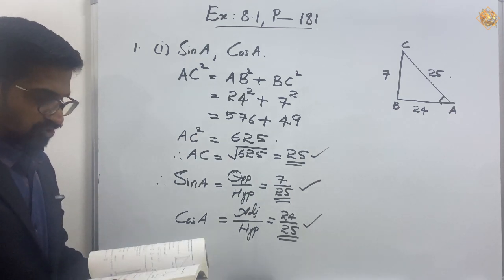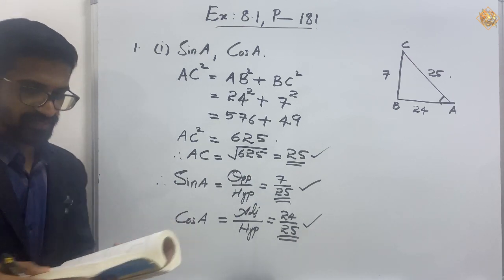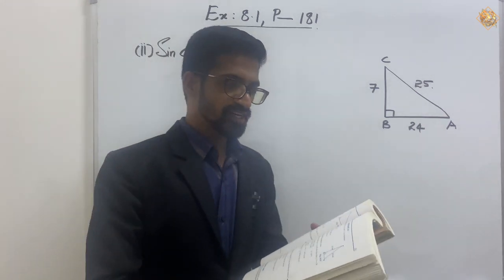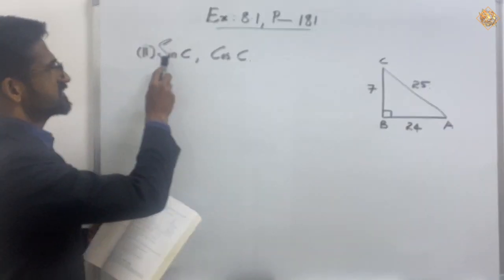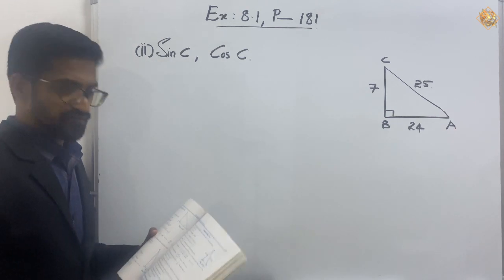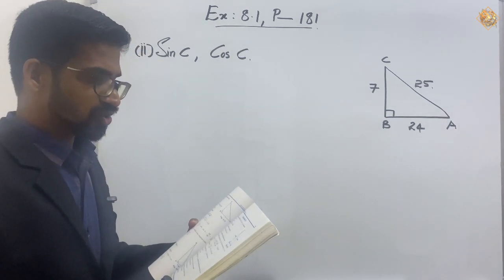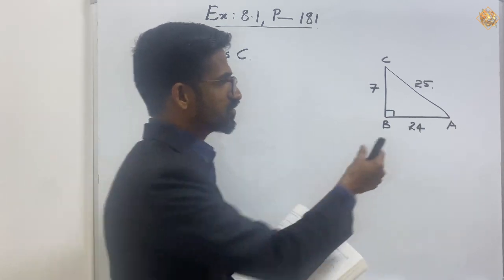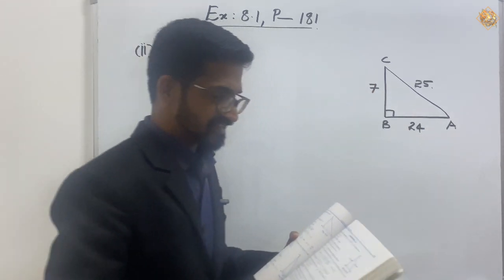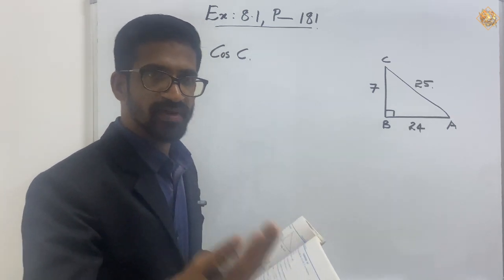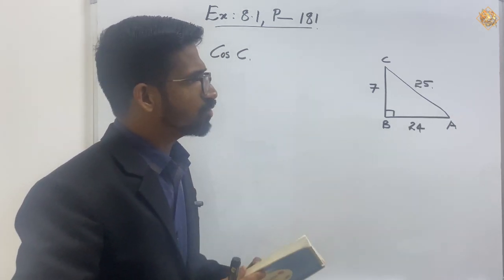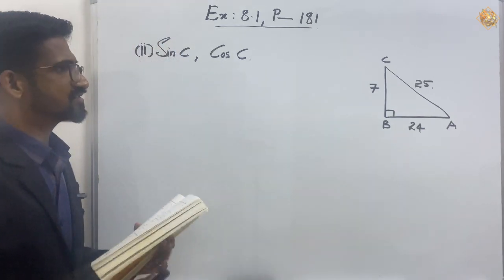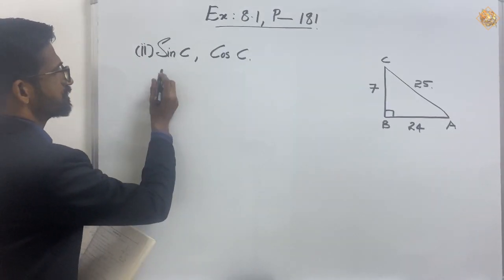Okay, please take your notebook students. Similarly, we have one more question in question number 1, that is sin C and cos C. We have to find sin C and cos C. In the question it is given a triangle right angle at B, AB is 24 centimeter and BC is 7 centimeter. And in the previous question, by applying Pythagoras theorem, we found AC is 25 centimeter, isn't it? So the same figure we can apply here for this question.